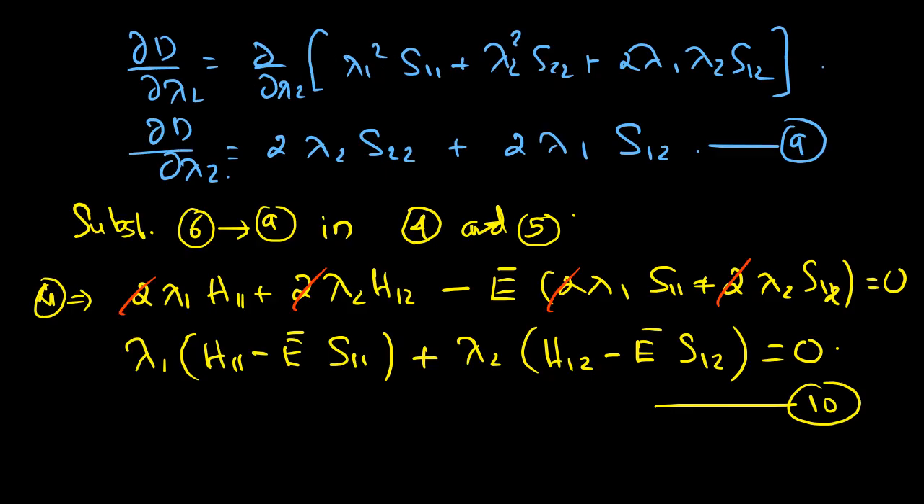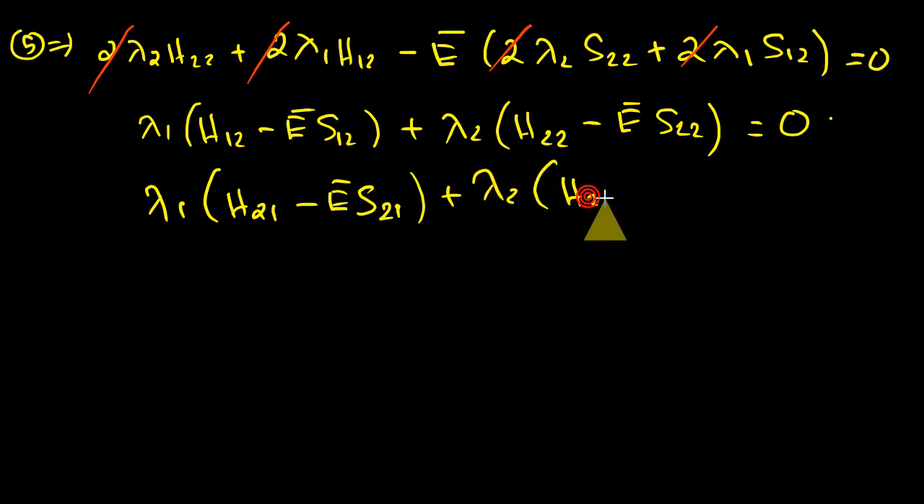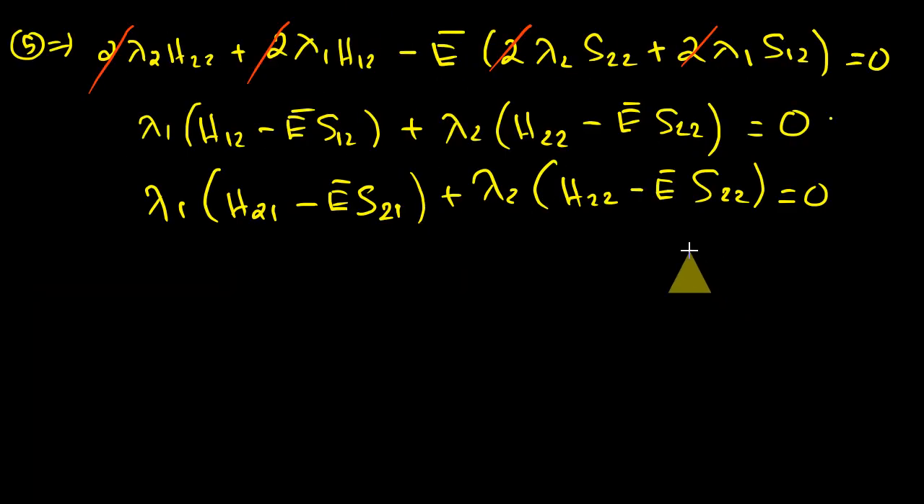So let me write it like λ1 into H21 minus E bar S21, plus λ2 into H22 minus E bar S22, that is equal to 0. So now we have a new equation, and let me call this equation number 11.